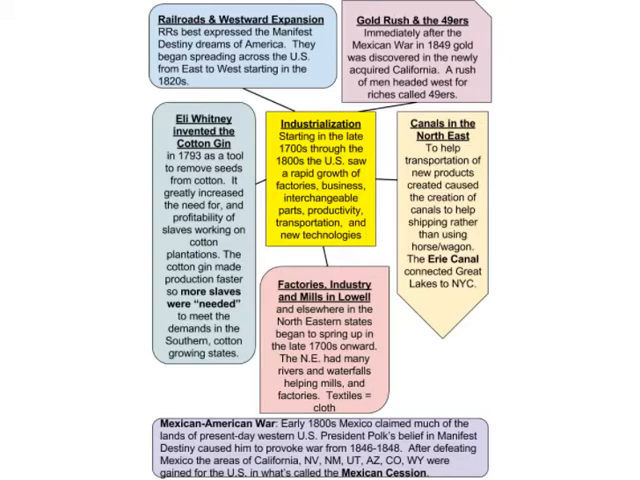The cotton gin could process it quickly. You could ship it up north. And in the north, they could make their money by turning that cotton into cloth.